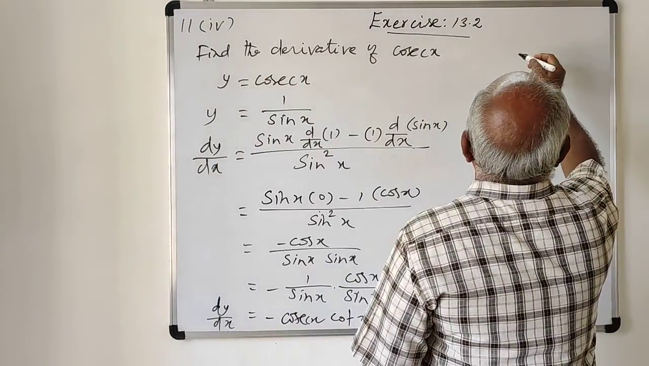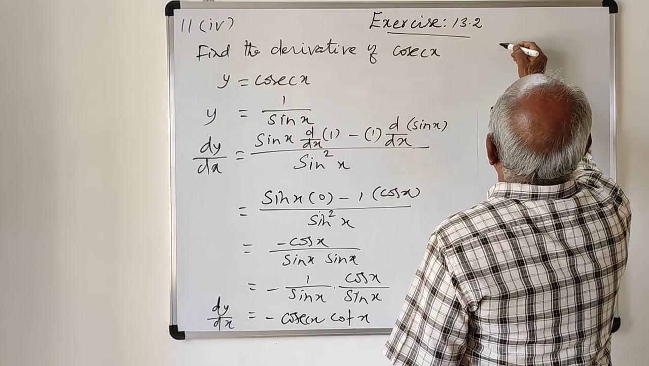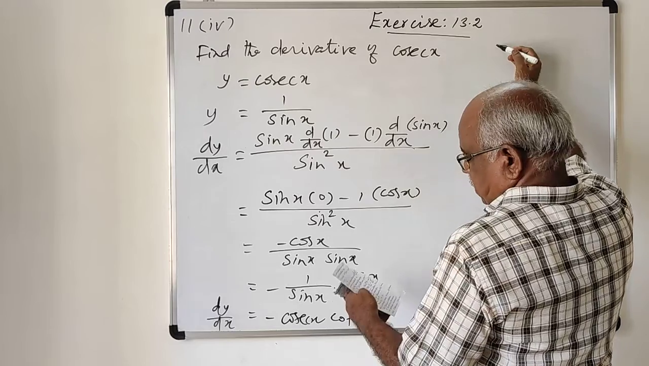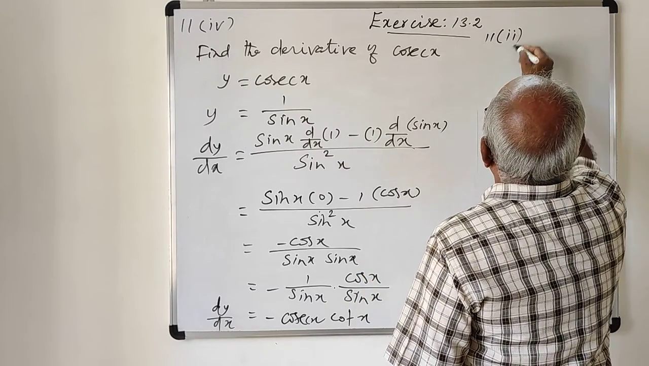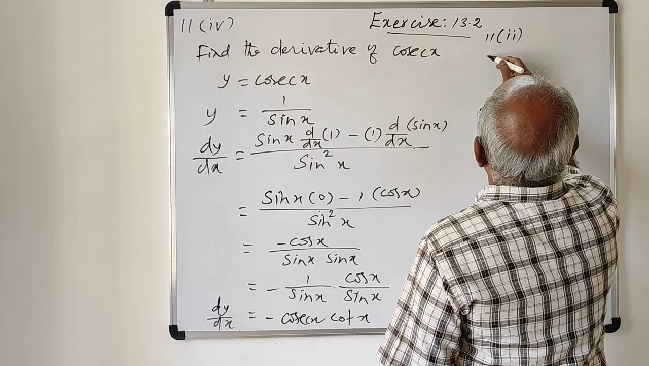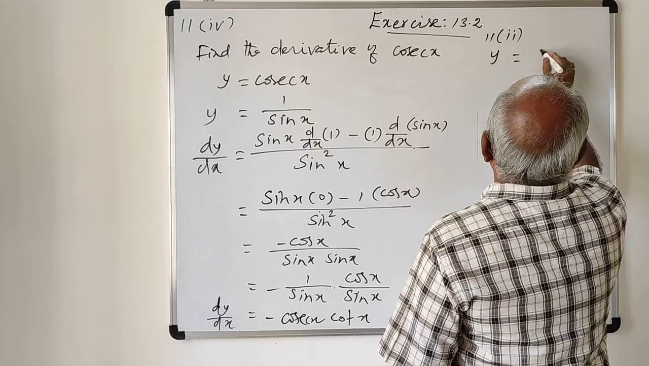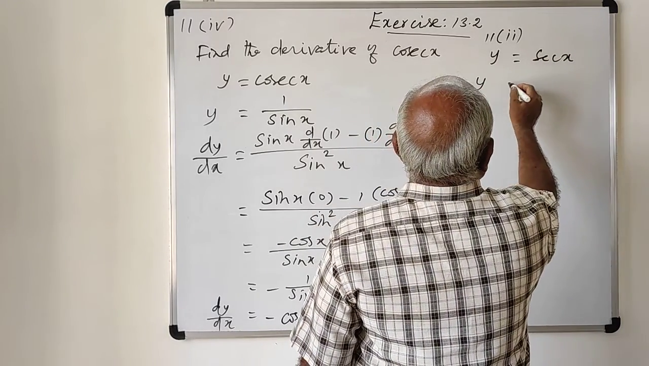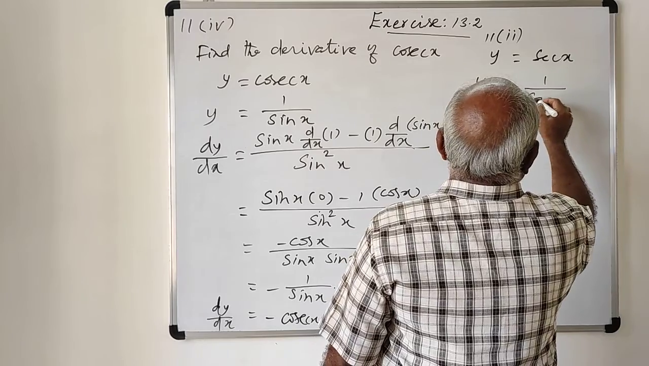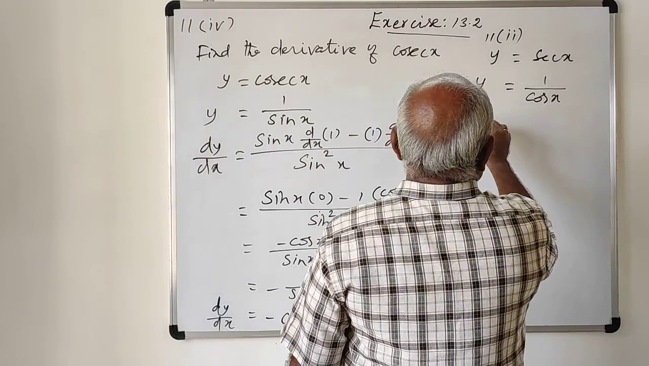Similarly, find the derivative of secant x. That's also in your exercise problem 11, second subdivision. Find the derivative of secant x. You consider the function y equal to secant x. As in the previous case, y equal to 1 by secant x, 1 by cos x. Same idea.